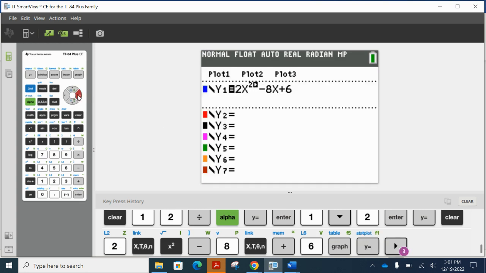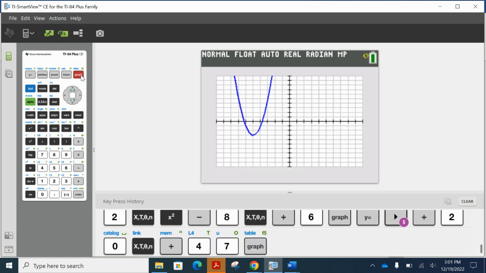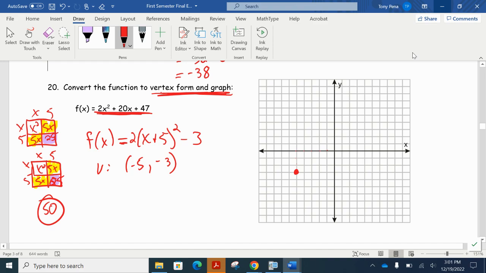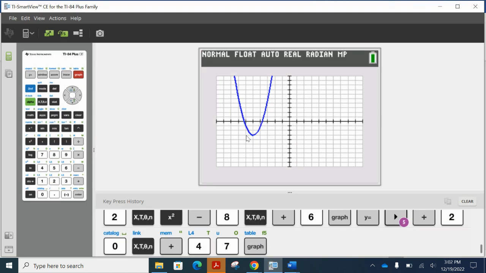So 2x squared, and then this was plus 20x, and then plus 47. We would graph this. Notice this is our vertex. We said -5, -3 that we had. And notice how these zeros were not nice. So we did one earlier in the review where it factored and we could find these x-intercepts nicely.